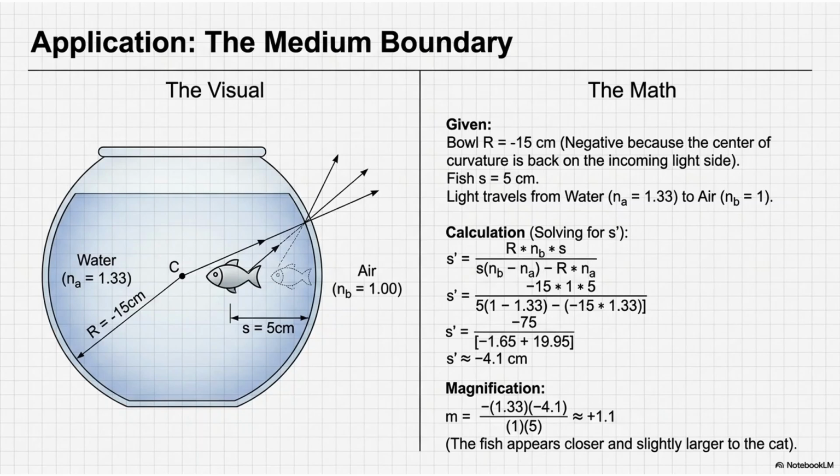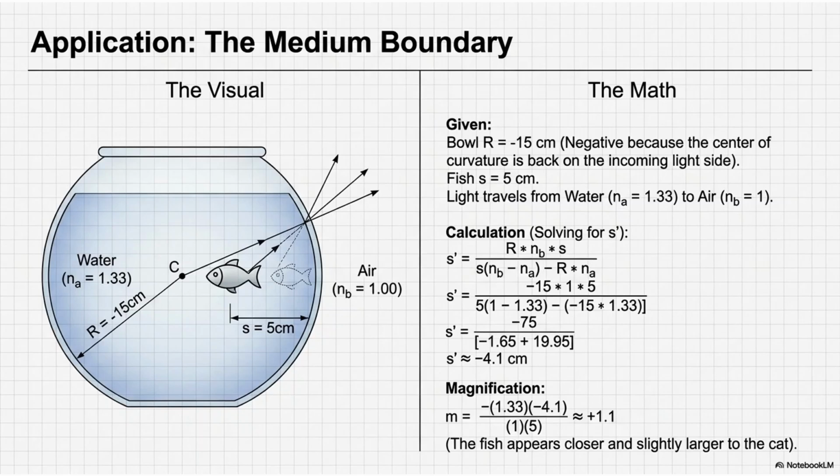Exactly. And it's the exact same physics as when you are standing in a swimming pool and you look down at your own legs. Oh, yeah. They look super weird. They look totally stubby and like they're only a few inches below the surface. The water is acting as a refractive boundary, bending the light and feeding your brain a virtual image of your own legs.